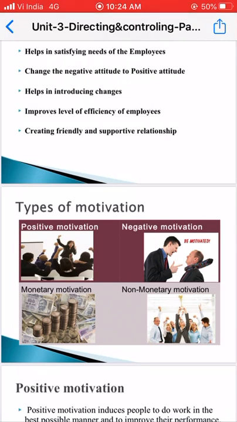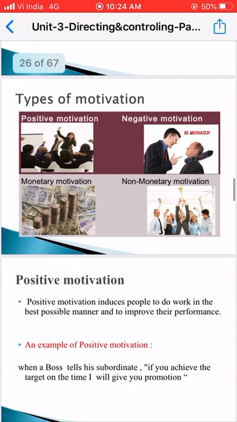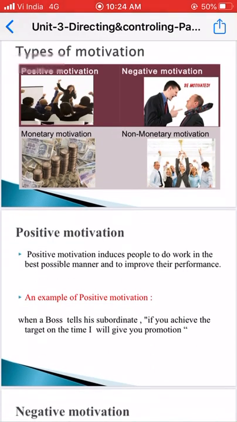There are two ways to execute or achieve the objectives given to the employees by the managers. The first one is your positive motivation. The second one is your negative motivation. In positive motivation, it induces people to do work in the best possible manner and to improve their performance. Positive motivation means the managers or superiors will stimulate all their subordinates or employees to do their work in the best possible manner to complete the given target, or to improve their performance.